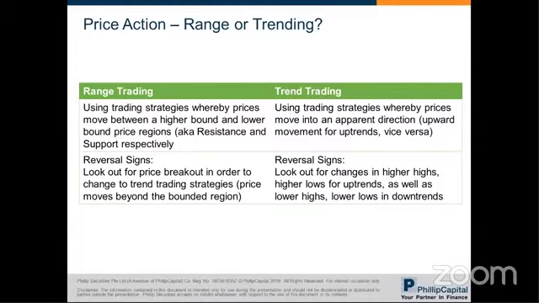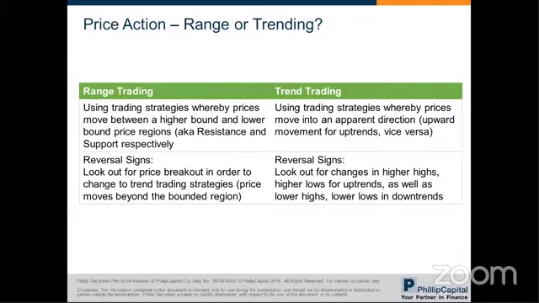Range trading for currency pairs is when you implement the strategy in a market where prices move between a higher bound and a lower bound price region. We call these resistance and support, or support and resistance, whichever way you want to call it.